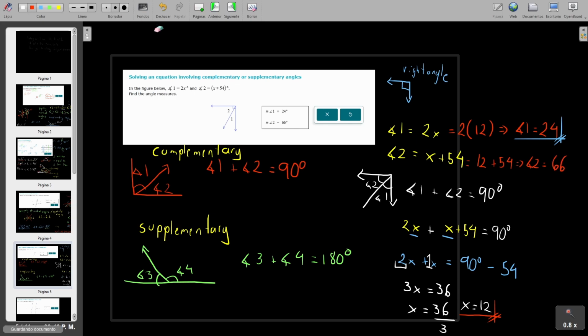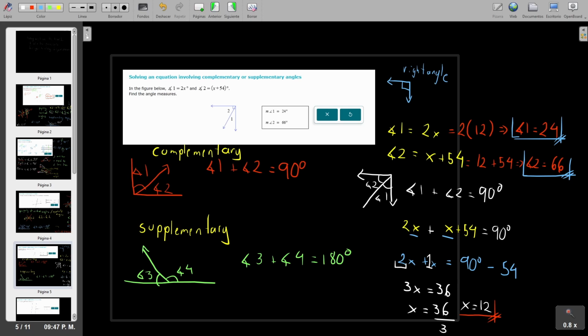But if I'm writing a lot, it is because, no, that is correct, because I was taught this way. For me, it was to solve this or you get nothing. So these are the whole values for angles 1 and 2. Angle 1 equals 24 and angle 2 equals 66.